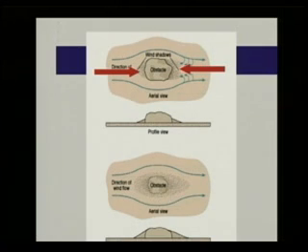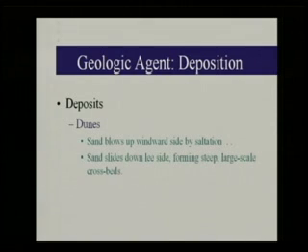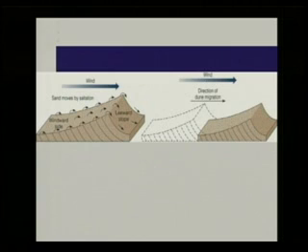The bottom view shows you a profile of what happens with the accumulation of sand. As the sand is moved through saltation, it's not carried in suspension, but as it is moved via saltation or by rolling and sliding, it will blow up the windward side, and then the sand will slide down what's called the leeward side, and it forms a steep, large-scale crossbed. Let me show you how that works.